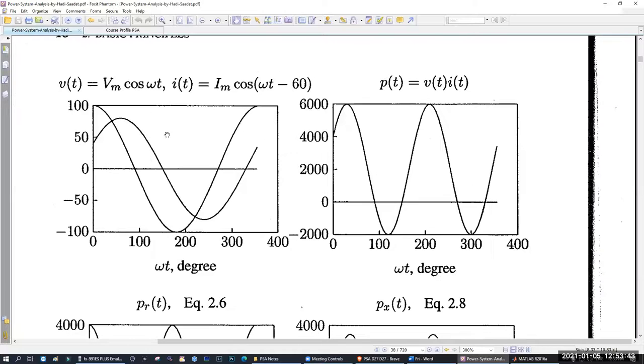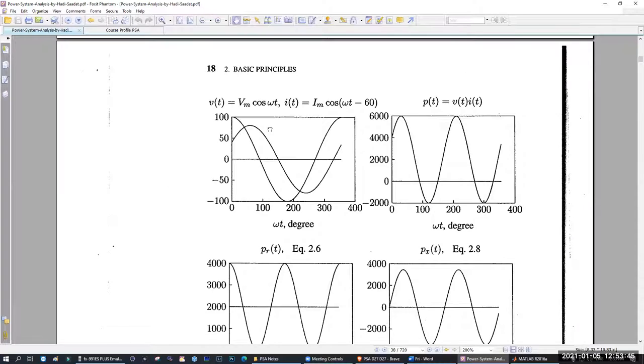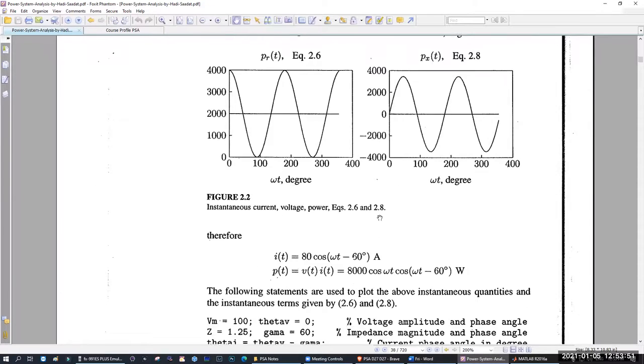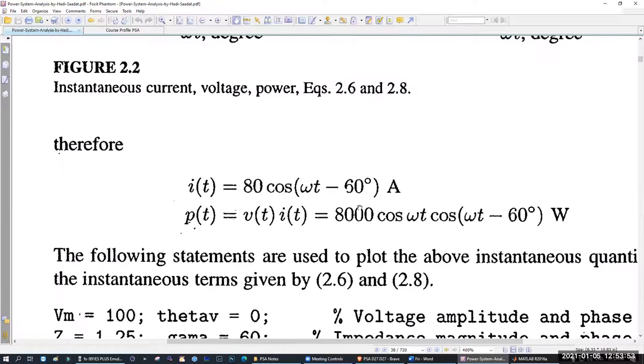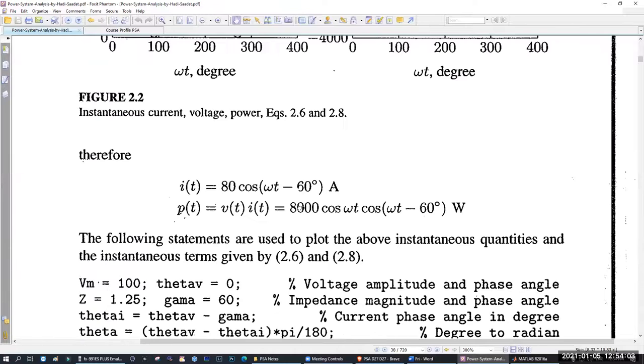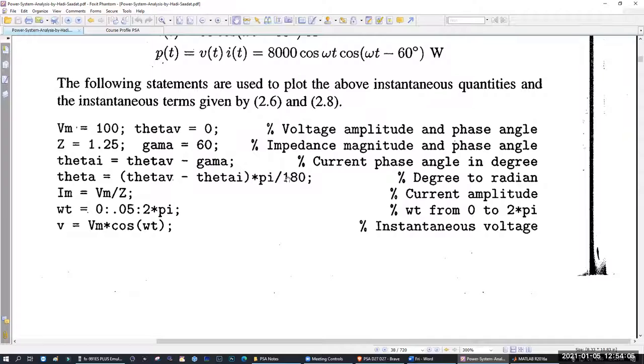Now, basic circuit. So these are the graphs we have to see today. So your i(t) is this one. What is your p(t)? p(t) is equal to v(t) and i(t). If you multiply v(t) and i(t), you will get something like this. This is in ampere, that one is in volt. Now, this is the MATLAB code we have to use, okay?